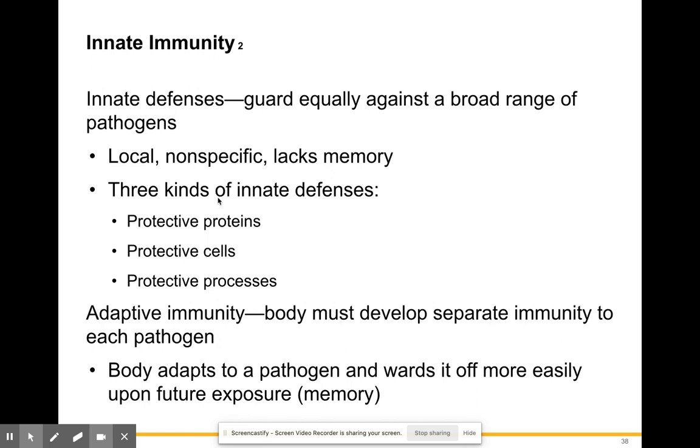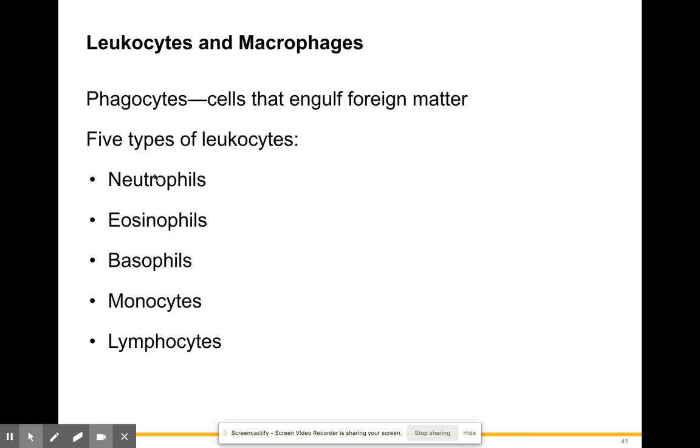Our protective cells are called phagocytes. A phagocyte is a cell that engulfs foreign matter. We spoke about this in another chapter. This is where things like a monocyte or any of these leukocytes you see here in the list actually use their cell membranes to engulf and surround a pathogen in order to kill it. These are five types of leukocytes.